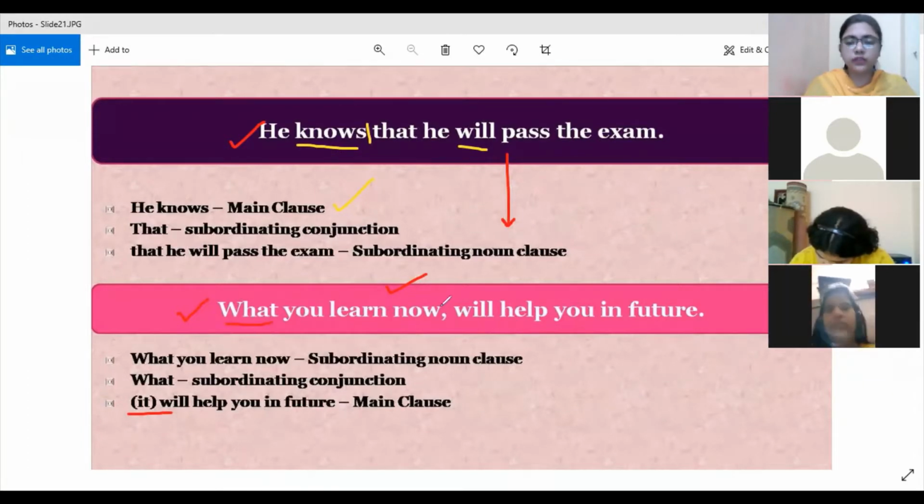So we know that what we learn is a subordinate clause. Now how is it a noun clause? Yes, it is a subordinate clause, we are able to identify. But how do we identify it as a noun clause? Again, you have to follow the same trick. You have to ask the question what. What will help you in future? What you learn now. So the answer of what, this clause you are getting as the answer for the question what. So therefore, this becomes our noun clause. Okay, is this thing clear?